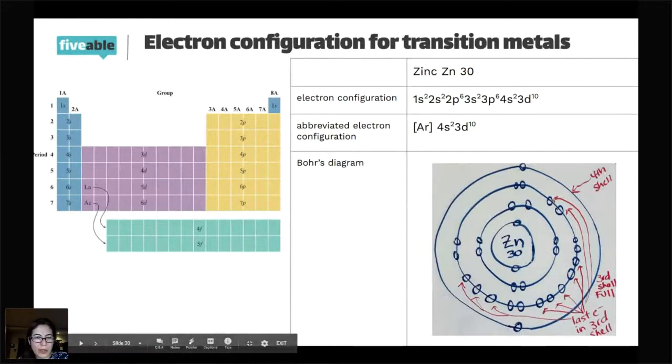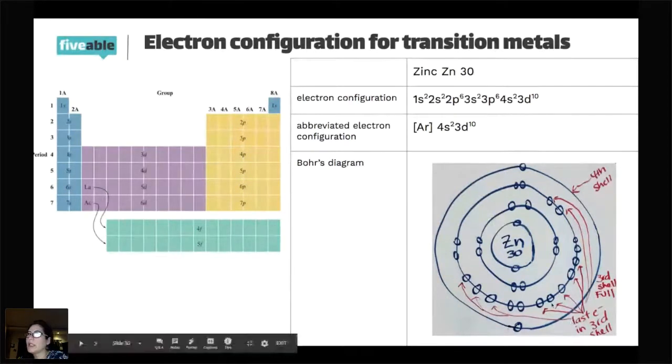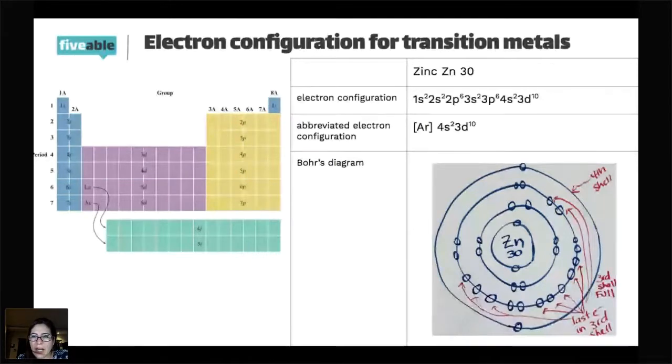Any questions so far? Okay, we are going to move on. What do you think we have to do if we need the configuration of the zinc ion? The zinc ion has a charge of 2+. Are the elements in the exceptions more reactive?